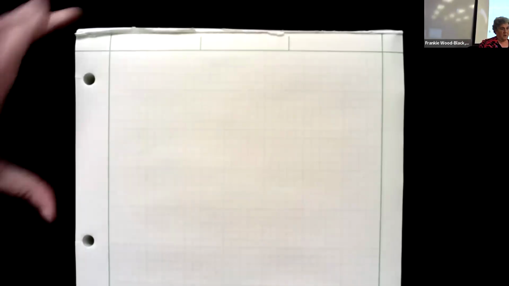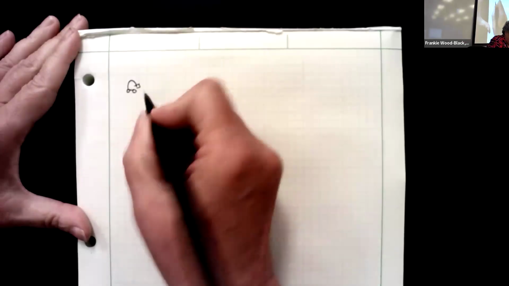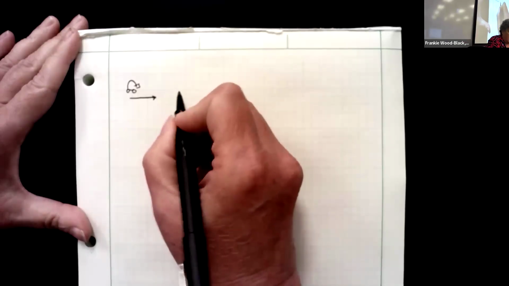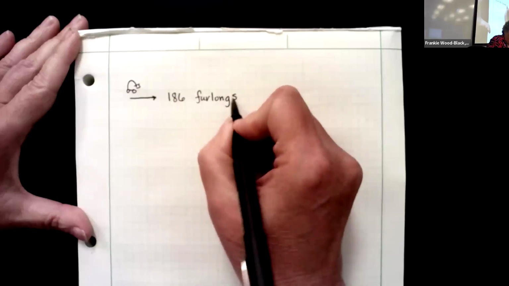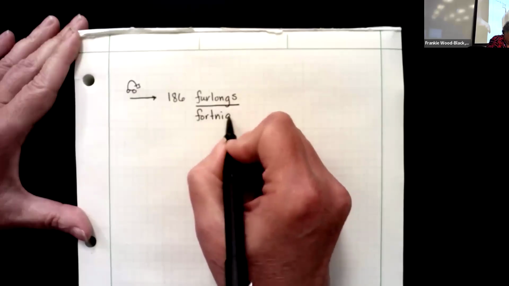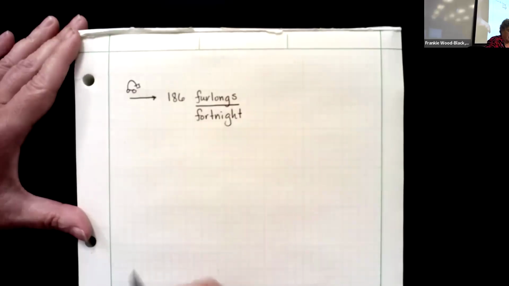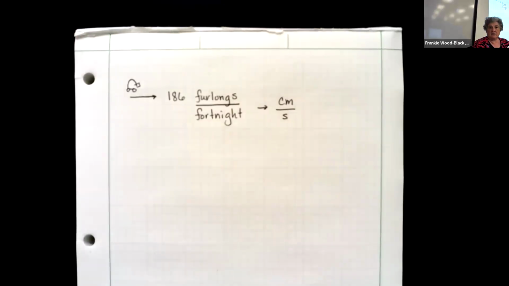So today we're going to start with doing some conversions, just to remind folks. And we're going to do that end of chapter problem that says we have a little turtle. So here's my turtle, and my turtle is going to move at 186 furlongs per fortnight. And we want to know in centimeters per second. So we want to convert from furlongs per fortnight to centimeters per second. So that's what we want to convert in.